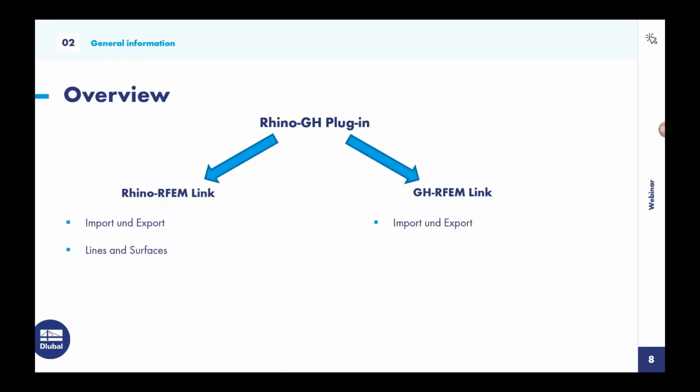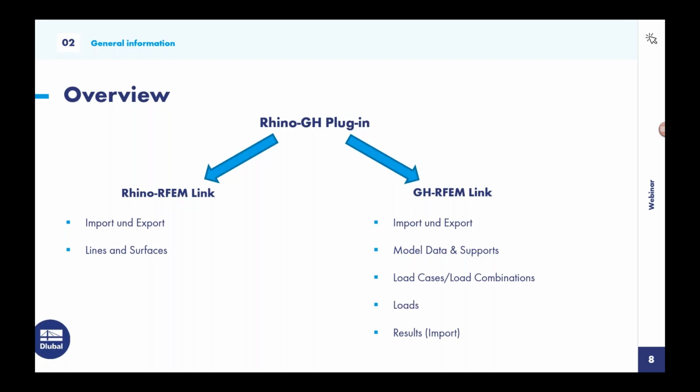We have the import and export option as well, with the focus on the export to RFEM components. The import works in such a way that we are able to read the information defined in RFEM and use it further in Grasshopper. We can export model data like sections, members, thicknesses, hinges, materials, and also supports, as well as load cases, load combinations, and the loads.